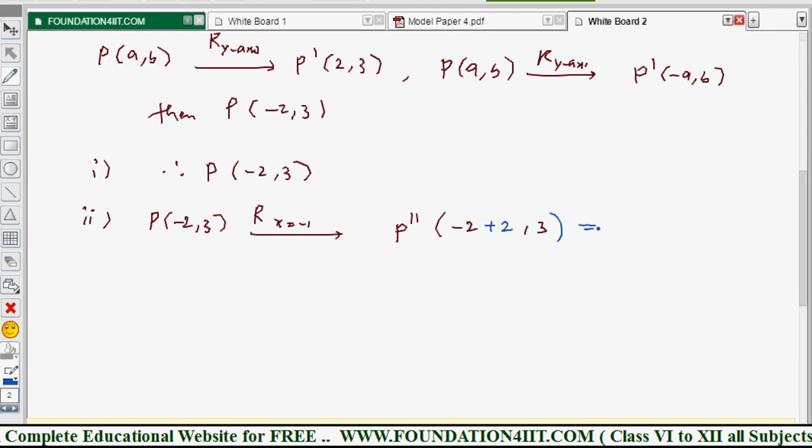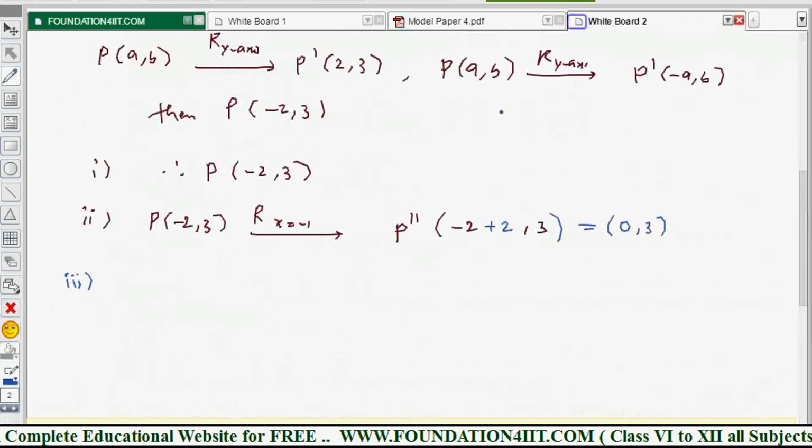Close. Then that is minus 2 plus 2 is 0 comma 3, right? And third one. So here, if you see, x is equal to minus 1. So minus 1 is 1 unit, and 1 and 1 total 2 units. That's why it's plus 2. Now P double dash is 0 comma 3.